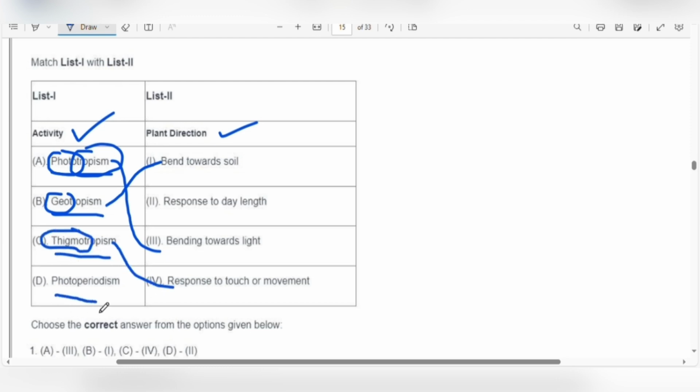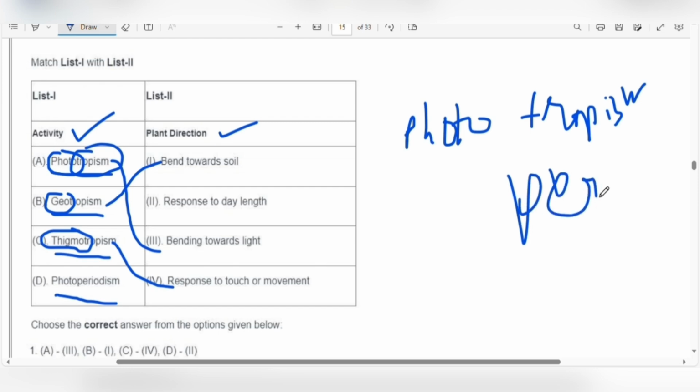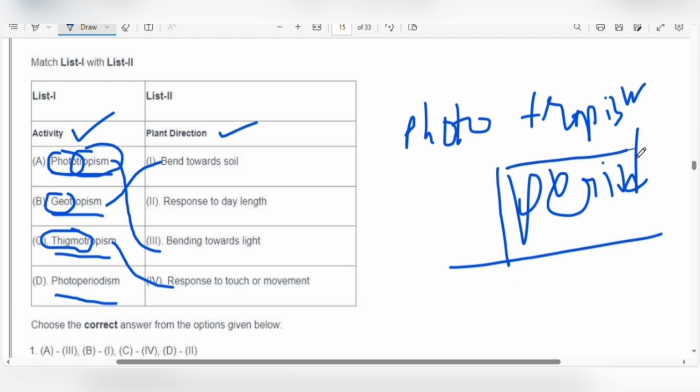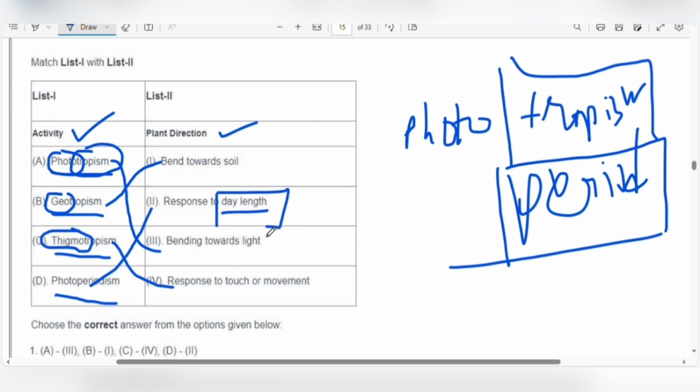And photoperiodism, here this is the confusion. Do not confuse between them; photo is common. One is tropism and another is periodism, right? Photoperiod means response to day length. Period means length of the day, and tropism means movement. When a plant is moving towards light, it is phototropism. And when a plant is responding to the day length, 12-hour day length, 14-hour day length, 10-hour day length, that is photoperiodism, right? So photoperiodism is response to day length. Day length, you have to be careful. Do not confuse between these two.